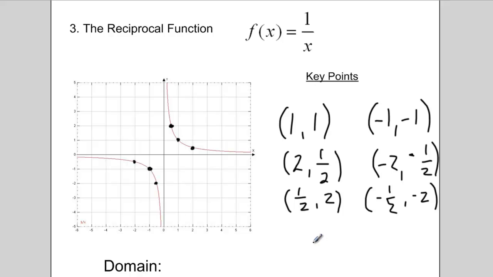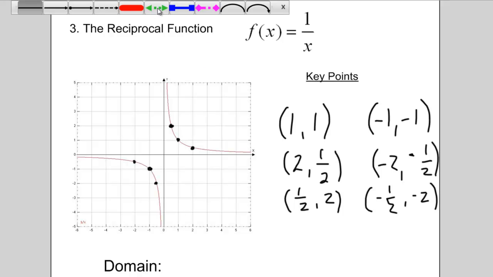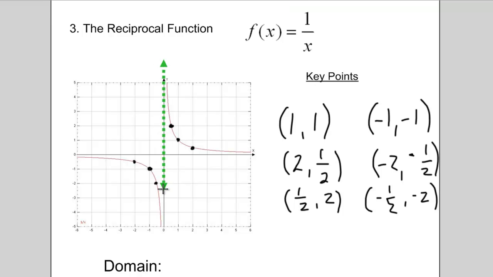Now, what has happened here when x is equal to 0? Notice how the curve gets ever so close to 0, but will never actually touch it. Well, we have a special word for this type of line, and I'm just going to draw a little green line here to help sort of visualize where this is. There's one going on this way too. Notice how the curve almost touches the x-axis but never quite does.